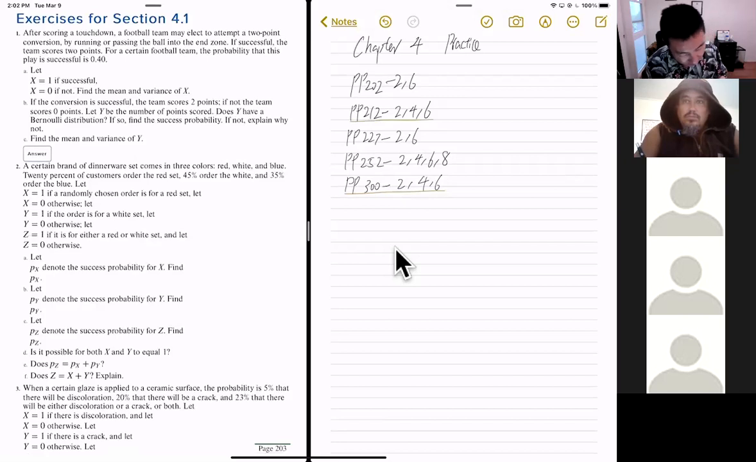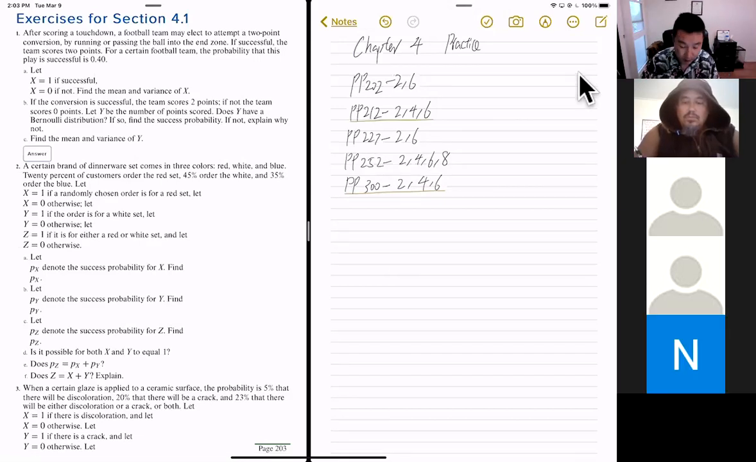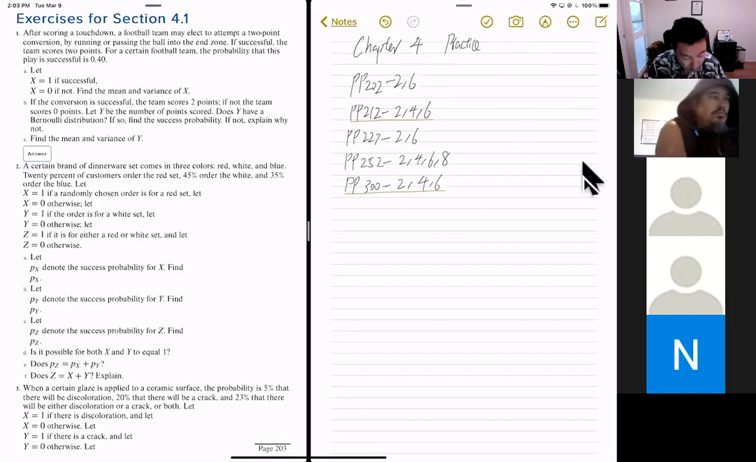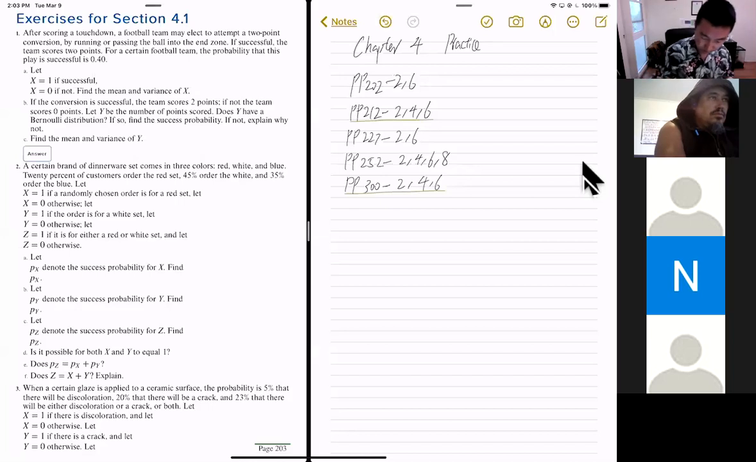Is here. So a certain brand of dinnerware set comes in 3 different colors. Okay, so we have red, white, and blue. So 20% of customers order the red set, 45% order the white, and 35% order the blue. Okay, so 20% plus 45 plus 35, so that's 100%. So the colors are 3 possible outcomes. So we have blue, red, and white.